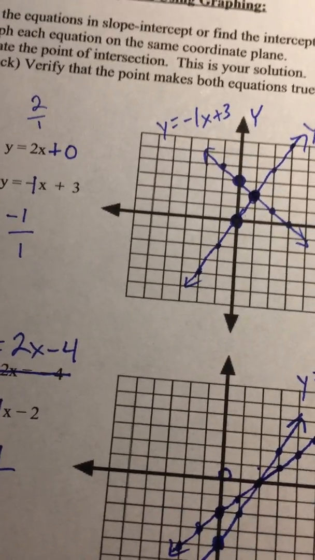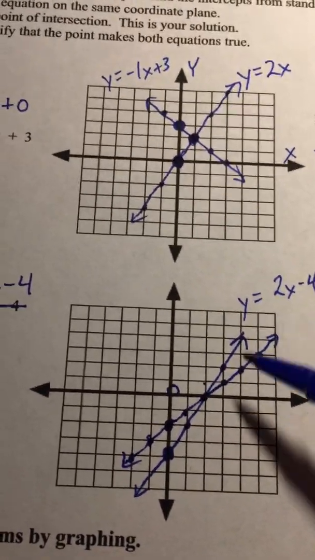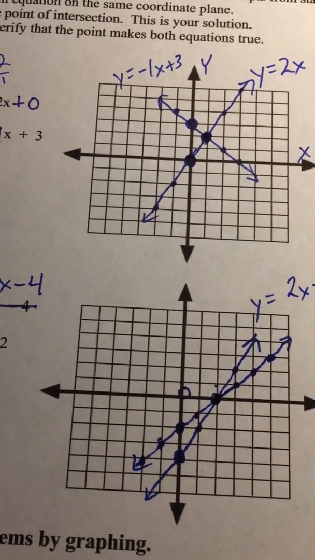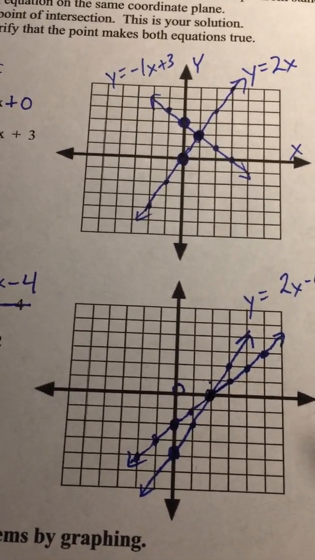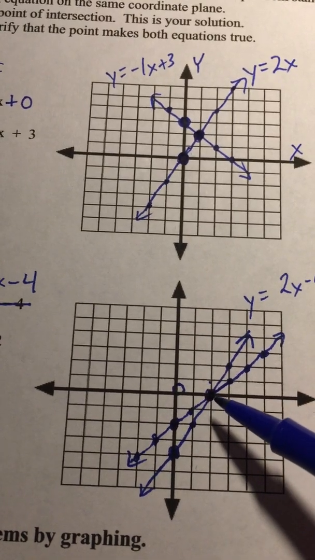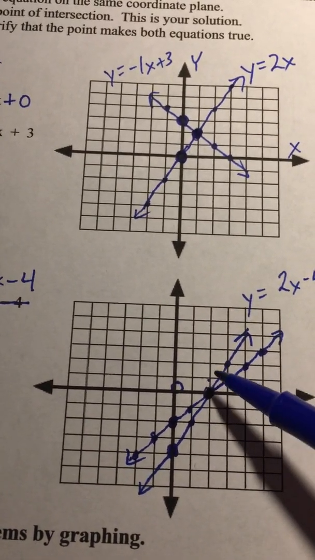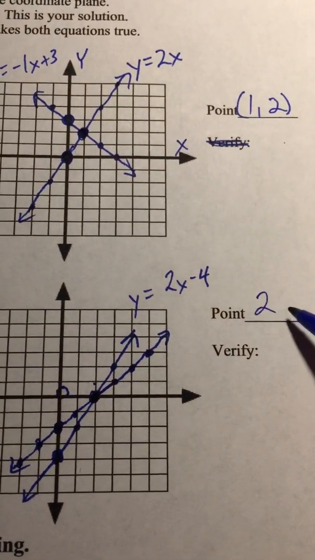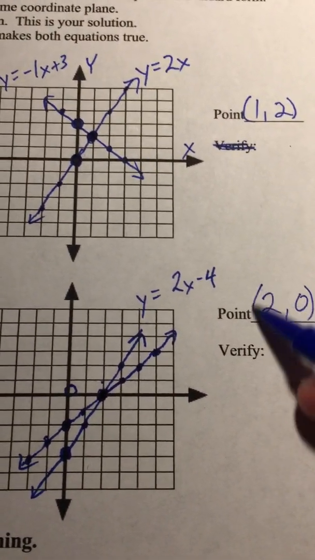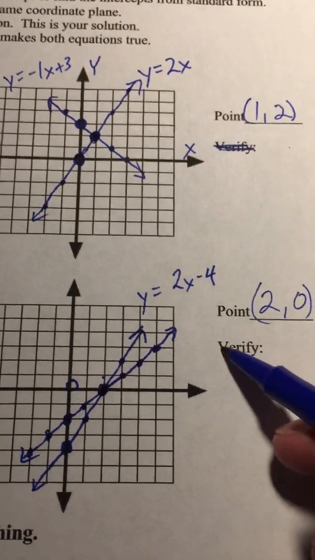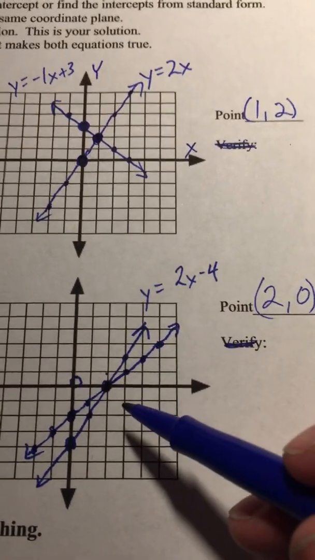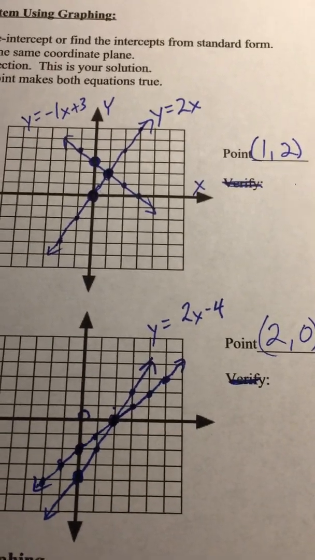There we go. Okay, so you can see where they intersect is right here on the x-axis. That point is on both lines. To get the ordered pair that goes with that point, start at the origin, we go right 2, and we don't go up or down, so the second number is a 0. We went right 2, and we did not go up. So 2, 0 is the ordered pair for that point, and that is the solution. So 2, 0 is the solution for this system of equations. 1, 2 is the solution for that one.